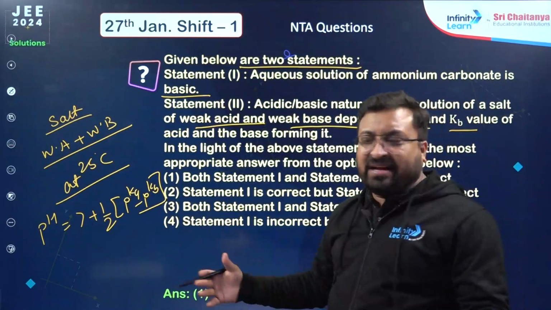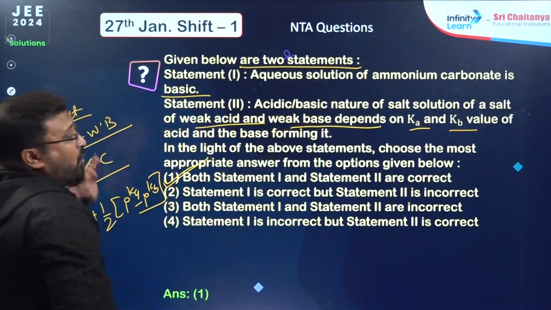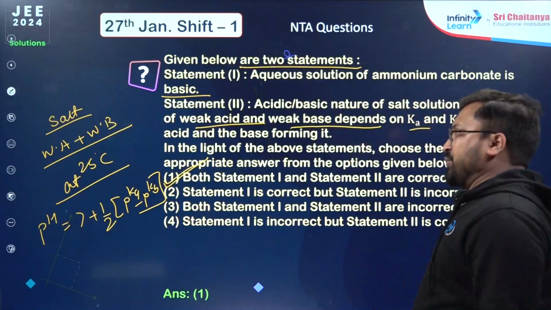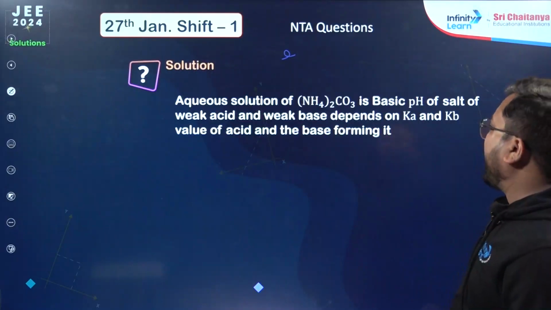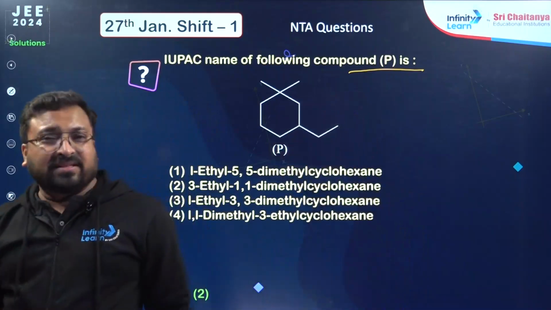Okay, so this is the very correct question. So what will happen? Both statements are wrong. This is the salt of weak acid and weak base. Very interesting question. So they use the logic. Okay, so the IUPAC name of the following compound P is very easy.